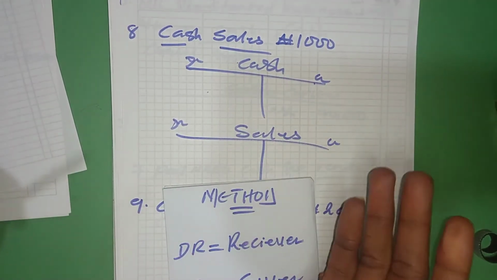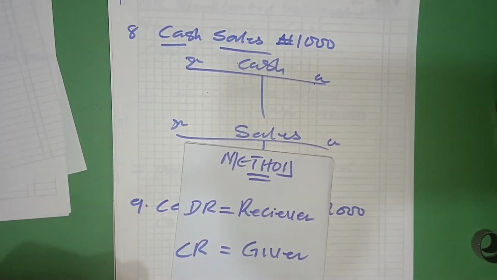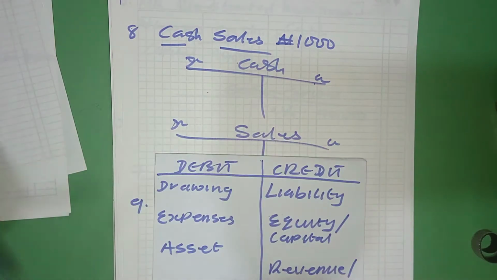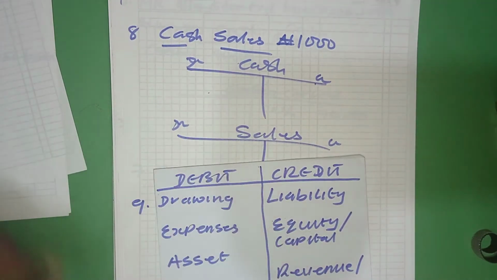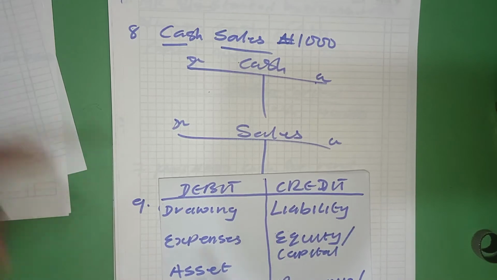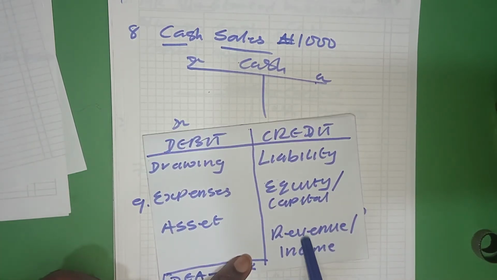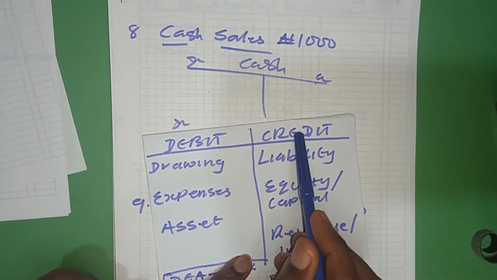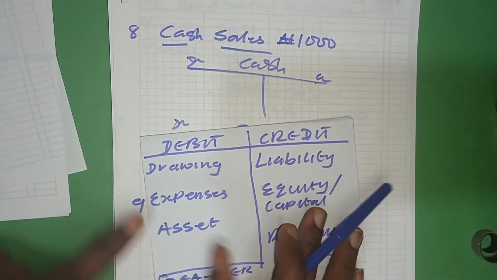Now, when you sell, you understand here. Now, let's go back here. When you make sales, your assets increase. And where is the asset? You debit it. When you make sales, you generate revenue. And where is your revenue? You credit it. This is your revenue. It has a credit balance and your cash has a debit balance.